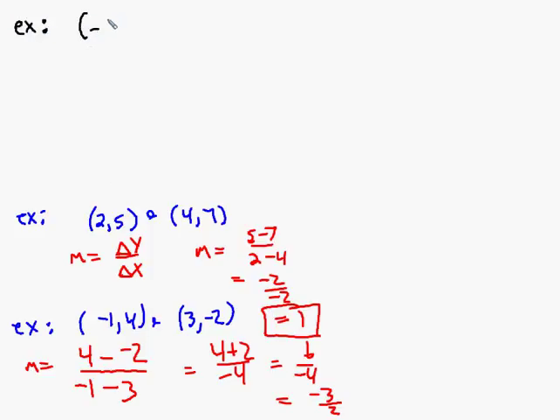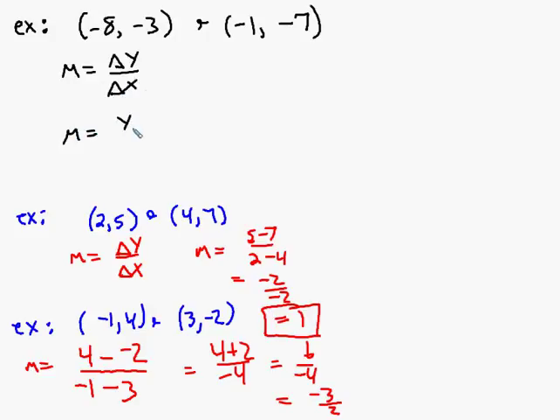Okay, so let's say I have negative 8, negative 3, and let's say I have negative 1 and negative 7. There, all negatives. Lots of negatives. Now our formula is this: change in y over change in x, which means y1 minus y2 all over x1 minus x2.